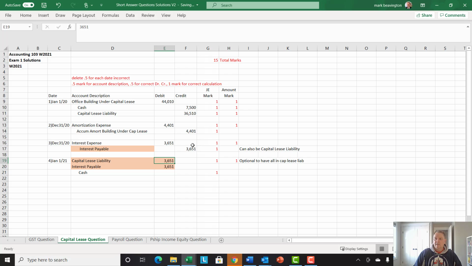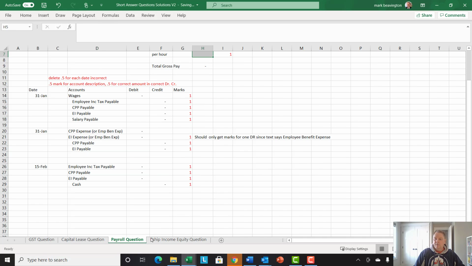And then the capital lease liability for the principal payment is the difference between that and the $7,500 payment. So you needed all of those. Again, you could lump this all together into the capital lease liability if you were doing that. So that is the capital lease question. On to the payroll question.